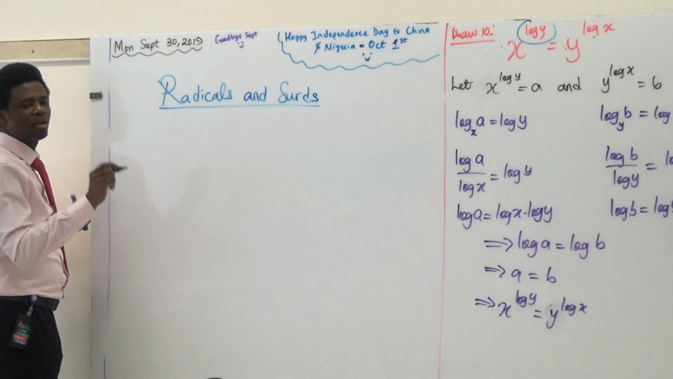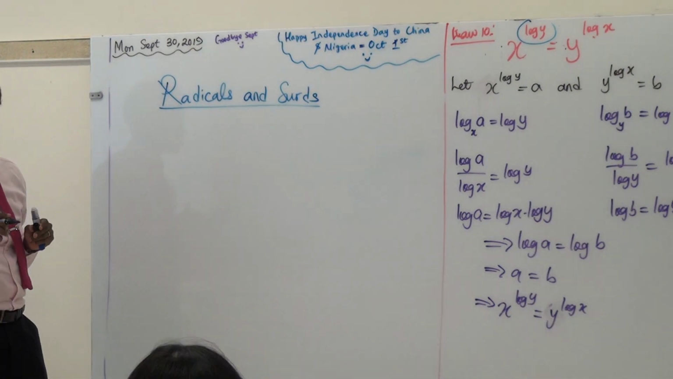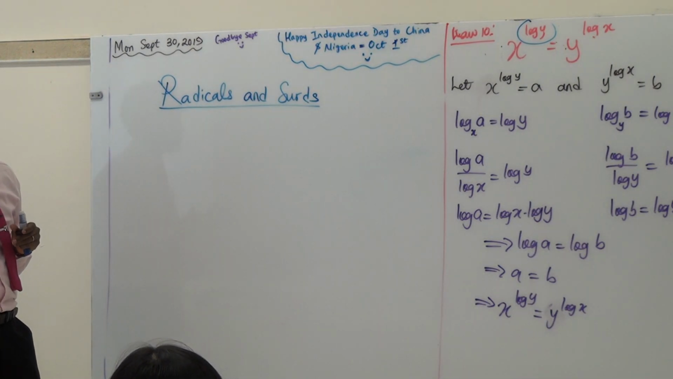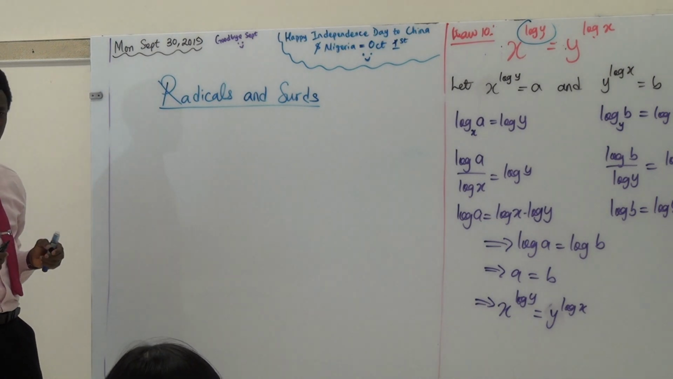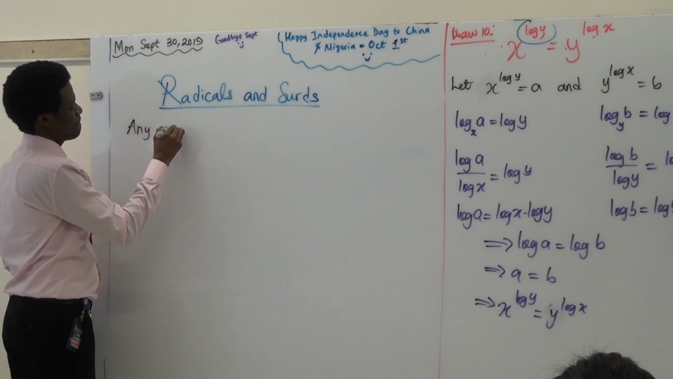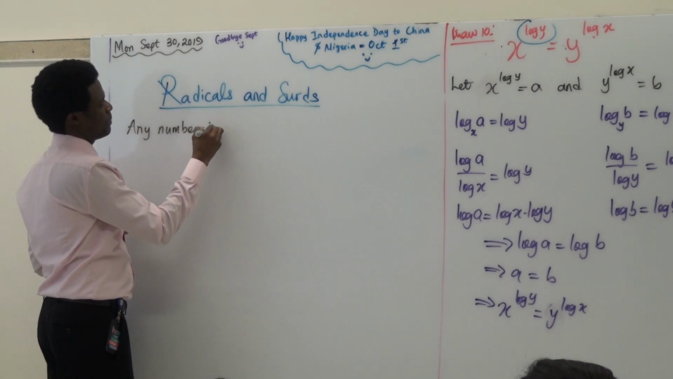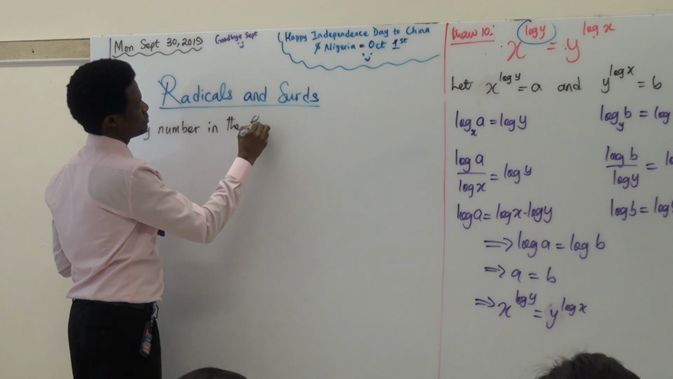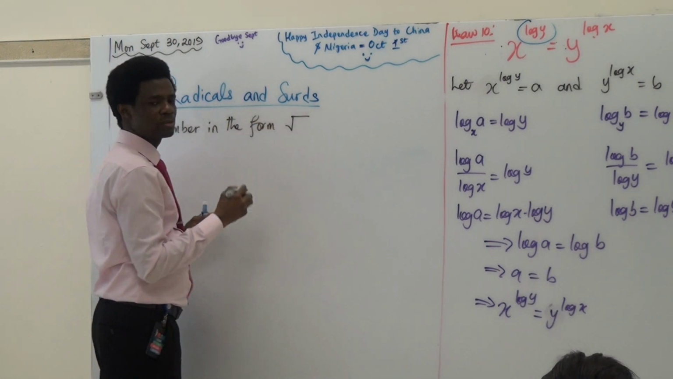So any number in the form of roots is a radical. But a surd is the one that doesn't give you a rational number. Any number in the form that.